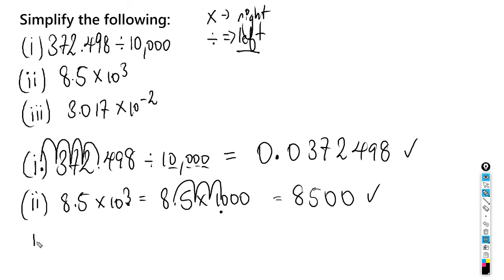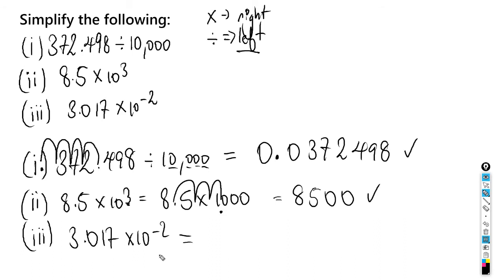So the next one now, this is 3.017 multiplied by 10 to the minus 2. All right. Now don't let them trick you here, guys. This is 10 to the negative 2.